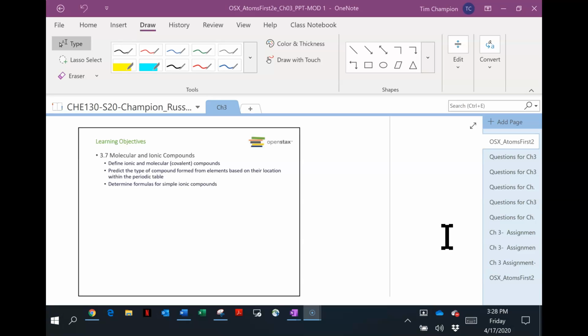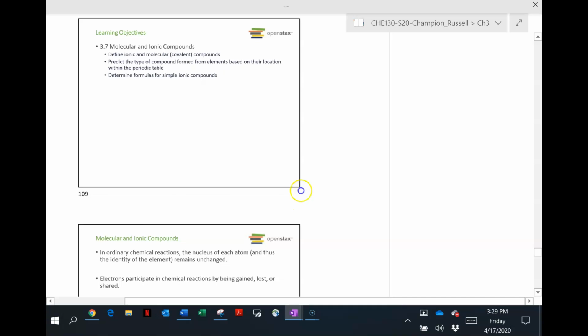So what we're going to do is talk about these two different kinds of compounds, ionic and molecular or covalent compounds, make some predictions about what type of compound will form, and determine the formula for some simple ionic compounds. So let's see, I'll make this big. We can go through that.